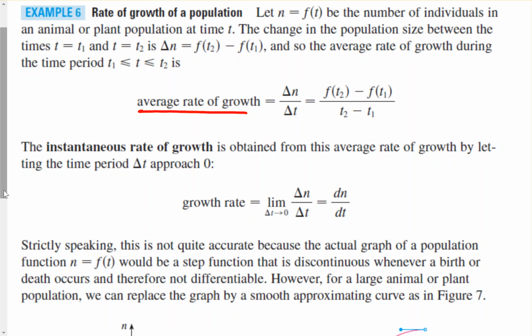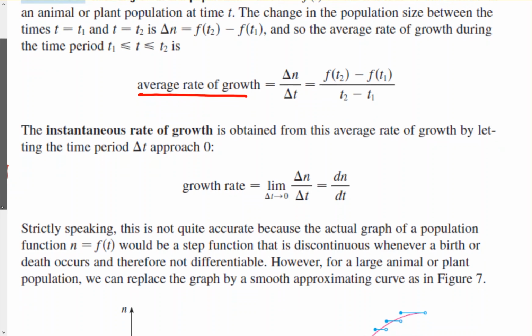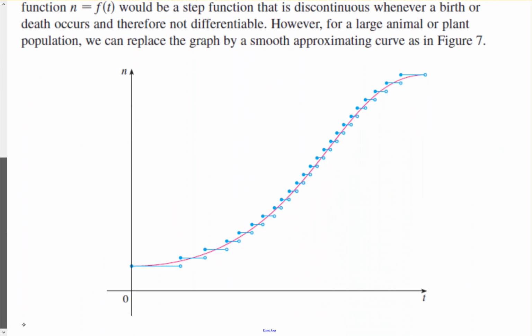Okay, strictly speaking, this is not quite accurate because the actual graph of a population would be a step function that is discontinuous whenever a birth or death occurs and therefore not differentiable. However, for a large animal or plant population, we can replace the graph by a smoother approximating curve, as in this figure. Okay, so this would be an approximating curve in pink.